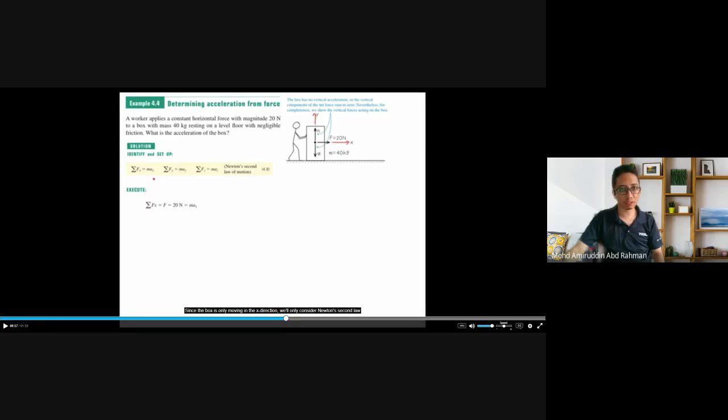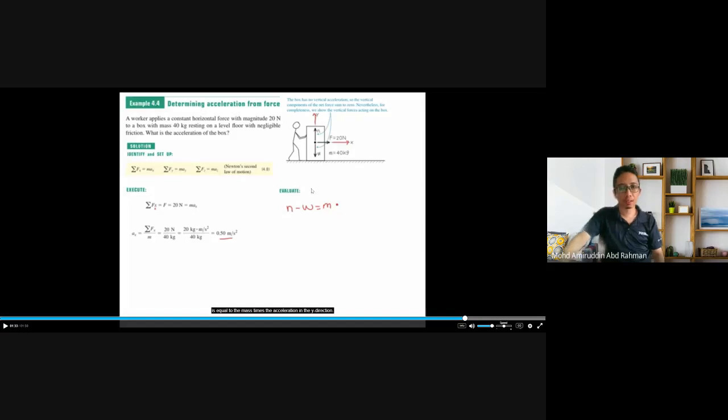So now Fx, the net force for Fx will be 20 Newton, because the box will be moved with the horizontal force, so the horizontal force will be Fx. That will be 20 Newton, and ax, the acceleration in the x direction. We are already given the mass. The mass is 40 kilogram, so we can solve for our acceleration in the x direction. That will be 0.5 meter per second squared.